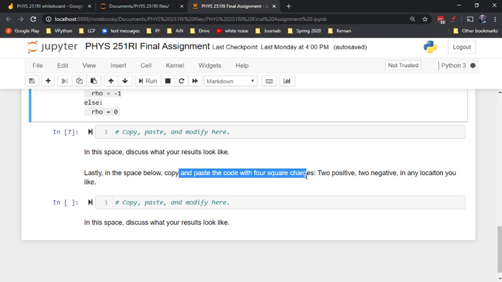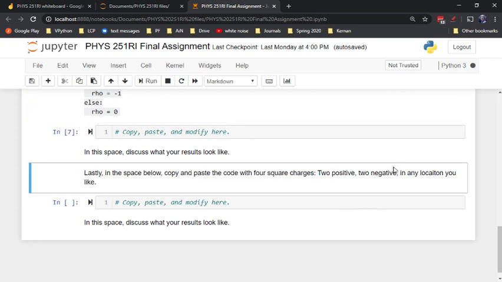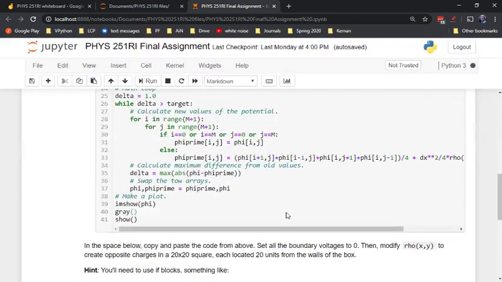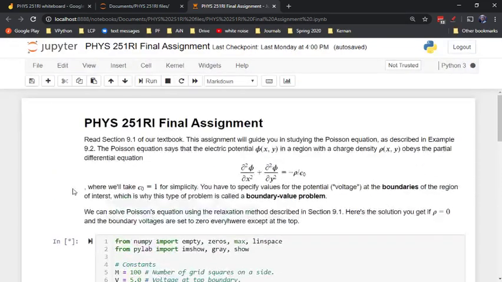Then here I'm asking you to create 4 square charges, 2 positive, 2 negative, in any location you like. You could put those at opposite corners. You could put positive, positive, negative, negative. You could put them in a diamond shape. I don't care. You put those 2 positive, 2 negative charges anywhere you would like inside the window. So I think that'll be a pretty fun assignment.